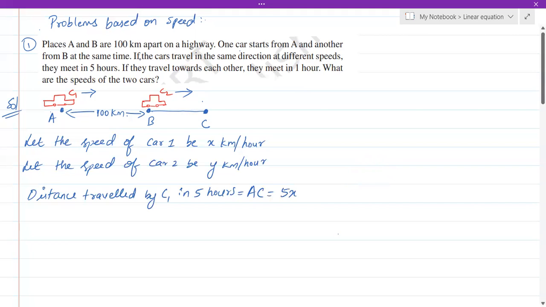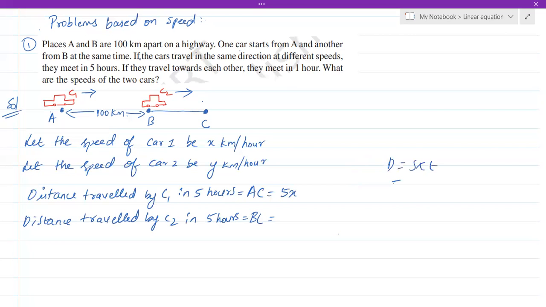We'll apply the same logic. The distance traveled by car 2 in 5 hours: it starts at B and after 5 hours reaches C, so the distance traveled is BC. Distance is speed into time. Here the speed of the car is y and the time taken is 5, so y into 5 is 5y. Therefore, BC is equal to 5y.